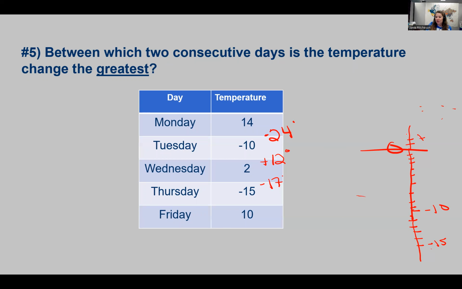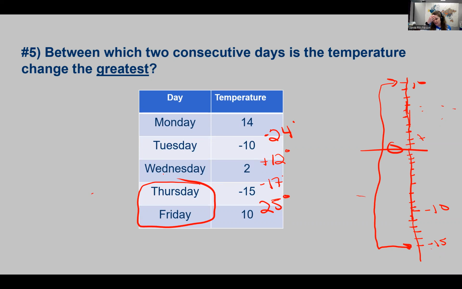I can't find my pen. 2, 3, 4, 5, 6, 7, 8, 9, 10. 10 degrees. What is this difference right here? How many spaces separate -15 and 10? Well, that would be 25 degrees. Right? You agree? It was way down here and it came way up here to +10. So between what 2 consecutive days? Consecutive just means back to back. The answer is Thursday and Friday because there was a 25-degree change.